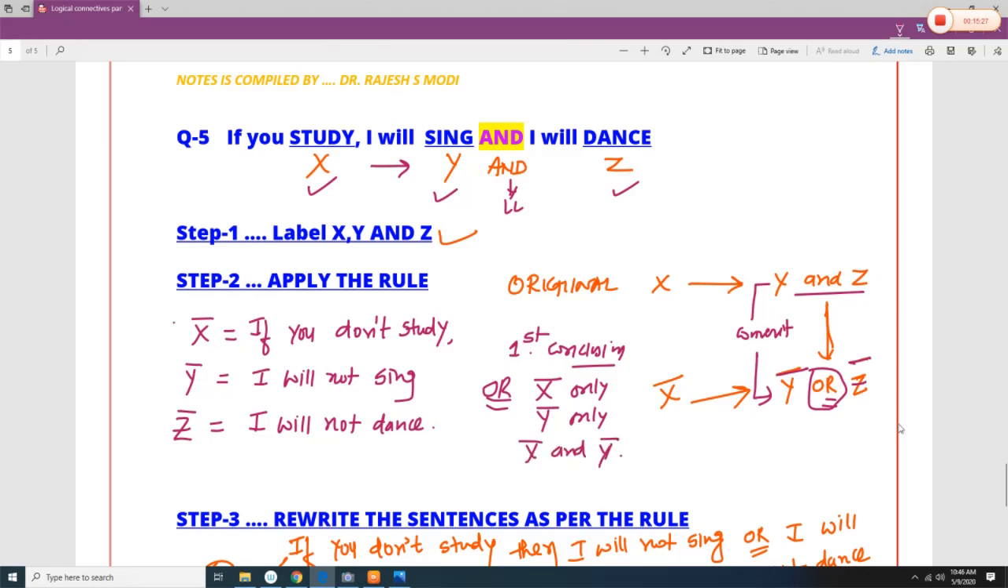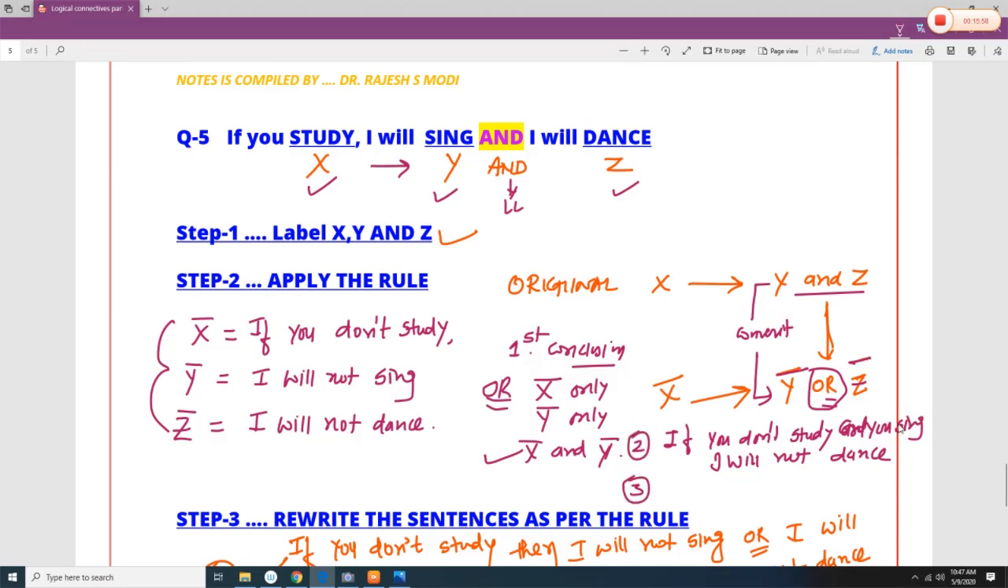So X bar and Y bar we have already completed. Now X bar only. X bar only means if you don't study, or you sing, I will not dance. So this is our second conclusion.